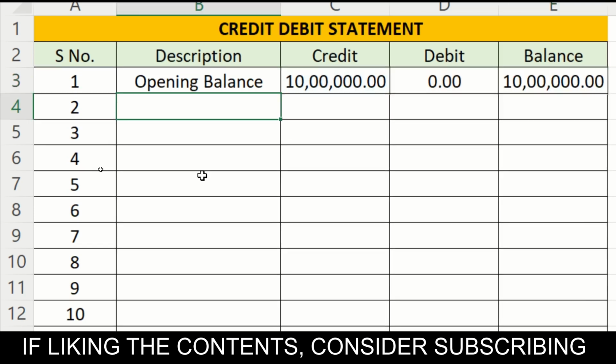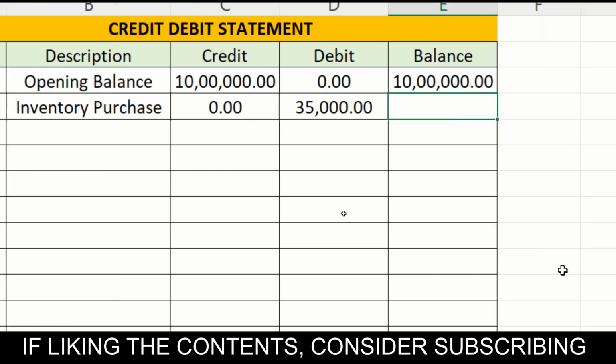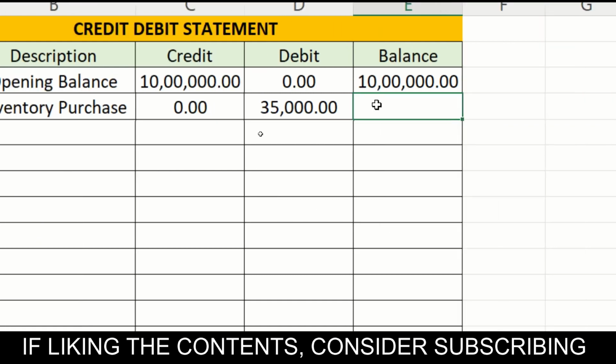Perfect. For the second description, we can put something like inventory purchase. The credit will be 0. Debit will be something like 35,000. Okay. Now it's our turn to fill in the formula.